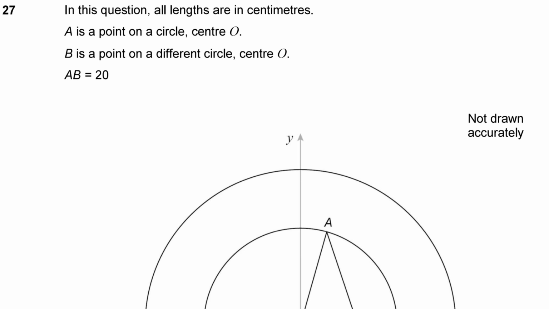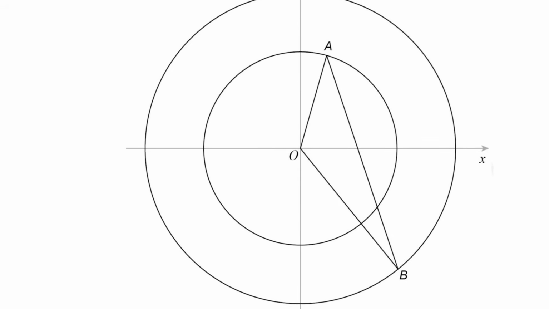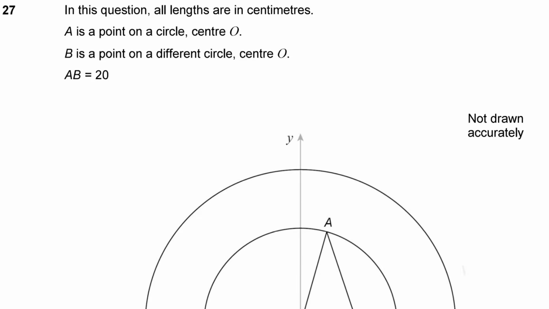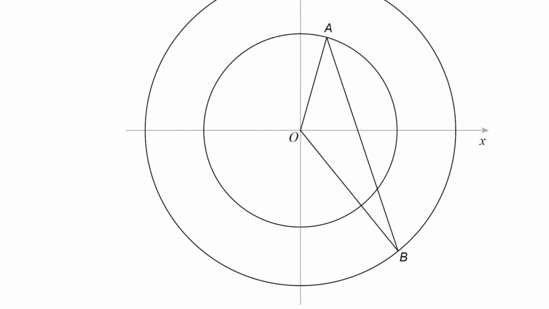Question 27. In this question, all lengths are in centimeters. A is a point on a circle center O. B is a point on a different circle center O. And AB, we are told, is 20. Okay, so here's the diagram. So they haven't marked that 20, have they? AB. That's this line here, isn't it? So we're told that that's equal to 20.